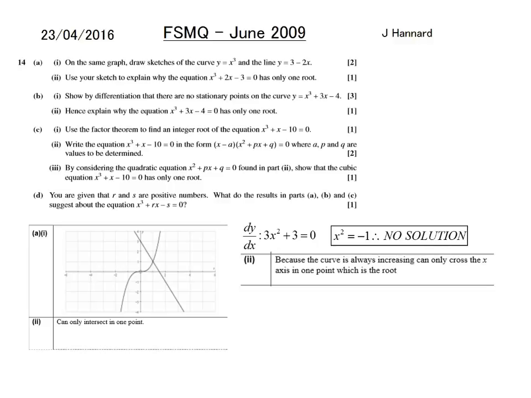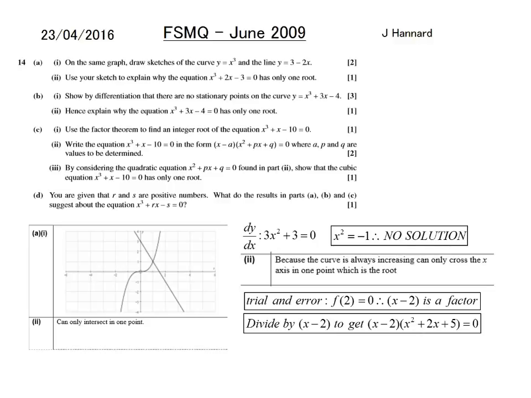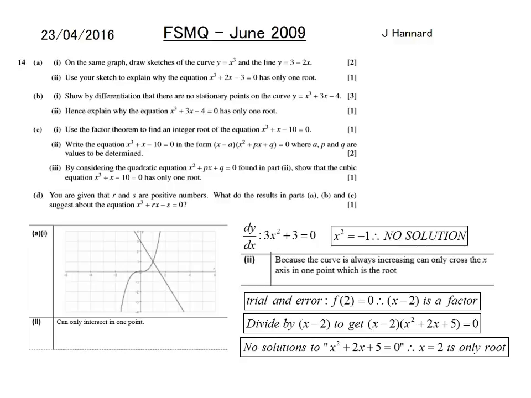Use the factor theorem to find an integer root of the equation, where you just throw some numbers in it and hope that you get it equal to 0. I chose 2, and therefore x minus 2 is a factor because it equals 0 when you put a 2 through. Write down the equation in the form that, so you want to divide x minus 2 into the cubic, and you'll get a quadratic on the top, and then you can factorize. No, it doesn't want you to go any further.